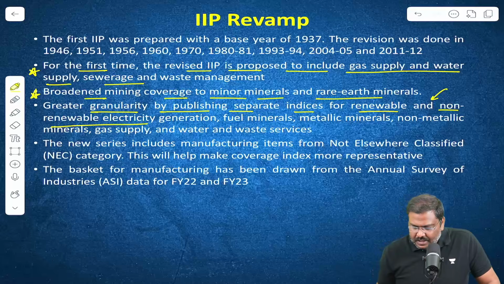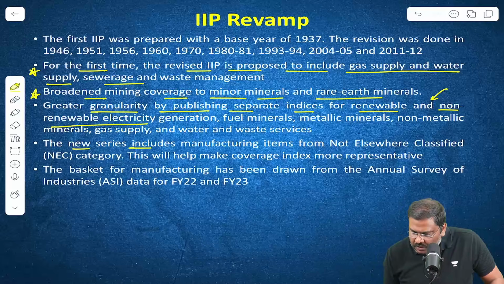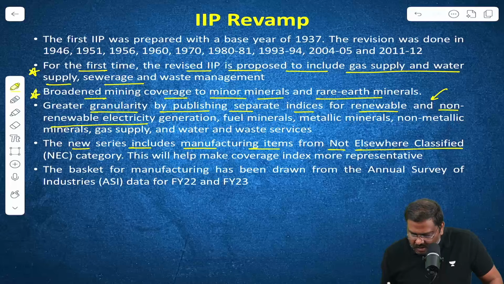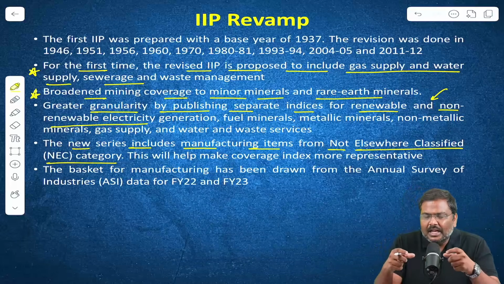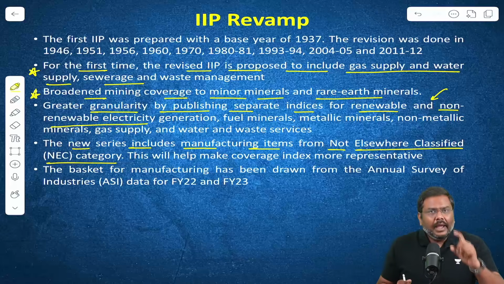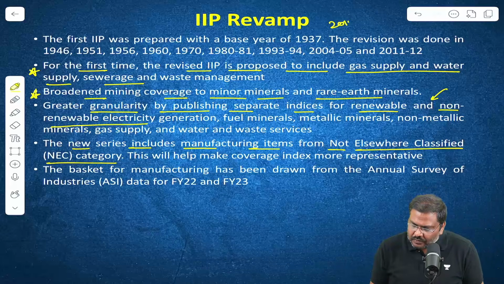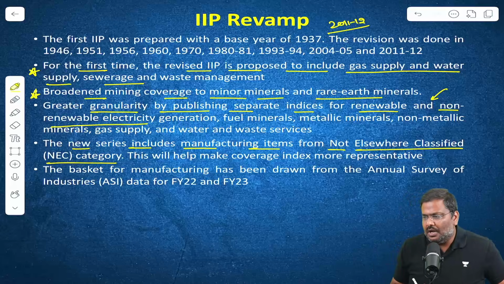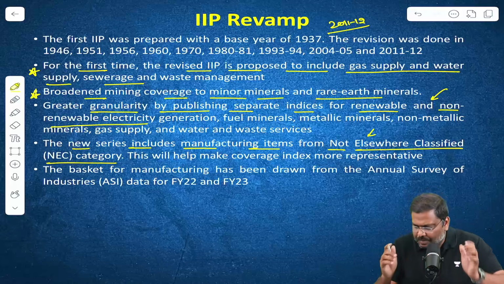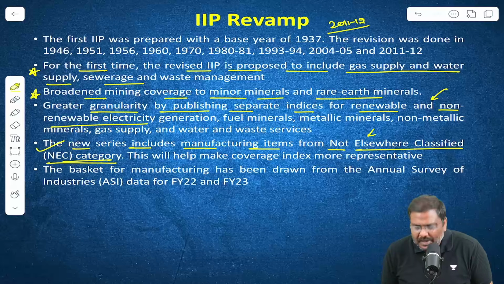The new series also includes manufacturing items from not elsewhere classified NEC category. NEC category involves certain products. In the year 2011-12, when that particular base year was used to calculate IIP and publish, the NEC grouping was not considered as a separate grouping. Now there will be a separate grouping.